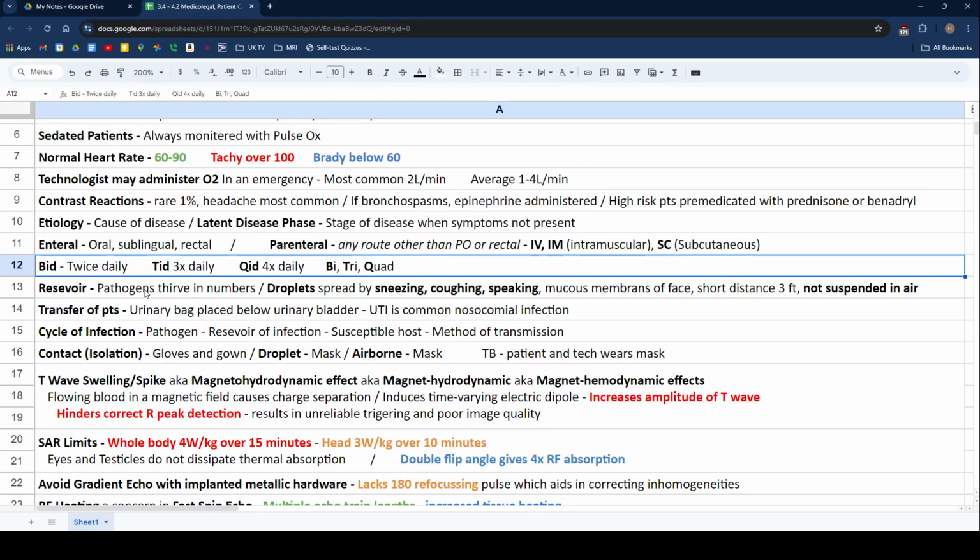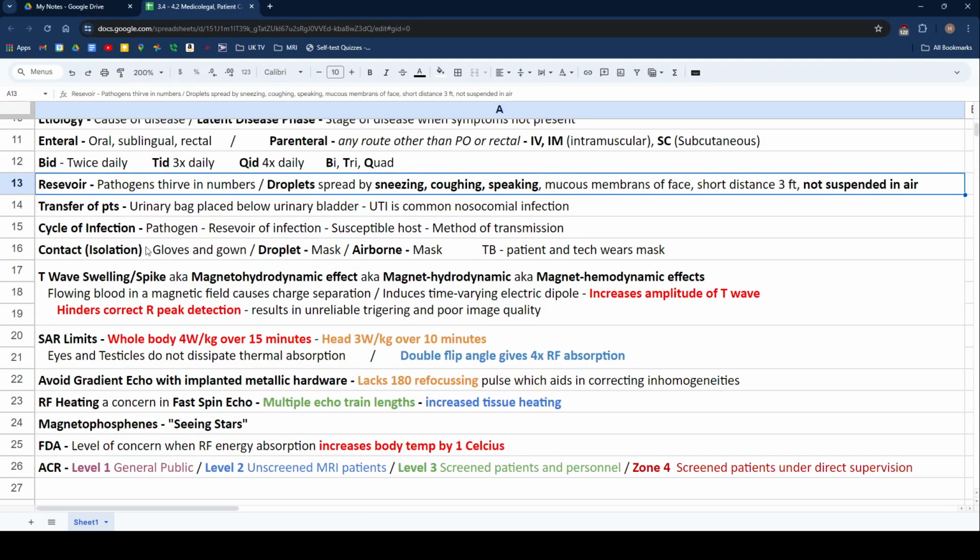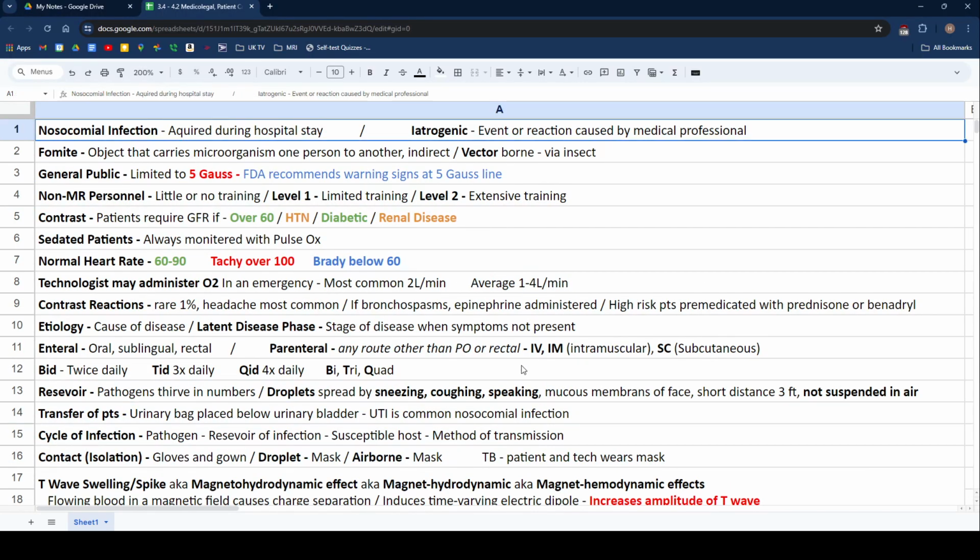Reservoir is where pathogens thrive in numbers. Droplets are spread by sneezing, coughing, and speaking. The mucous membranes of the face, they travel a short distance of about 3 feet and they're not suspended in air. When you transfer patients, the urinary bag should be below the bladder. UTI is the most common nosocomial infection.